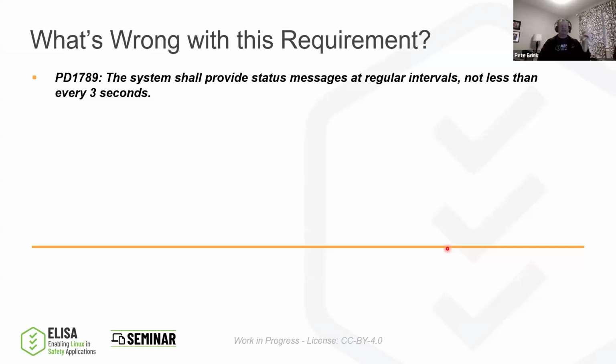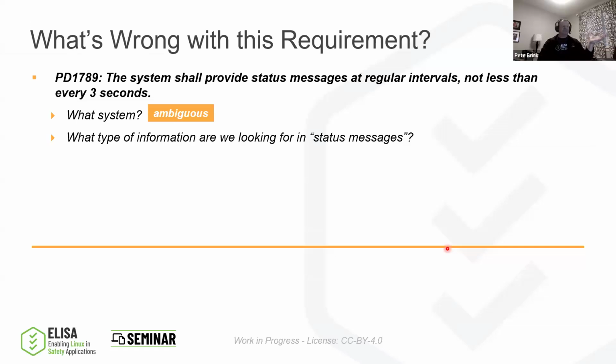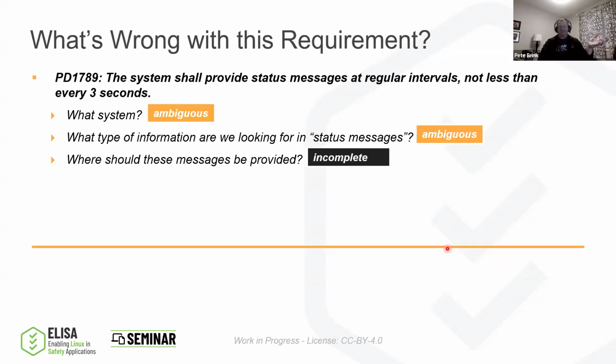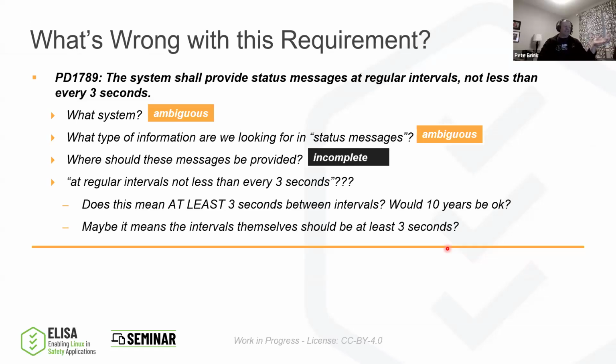So we have a requirement here that's not very good. So what's the problem with it? It's ambiguous. It doesn't tell us what system it is. Doesn't tell us what status messages are. And it's incomplete. It says at regular intervals, but it doesn't tell us how often. So it says at least 3 seconds. Would 10 years be okay? So there's a lot of improvement that's possible here.